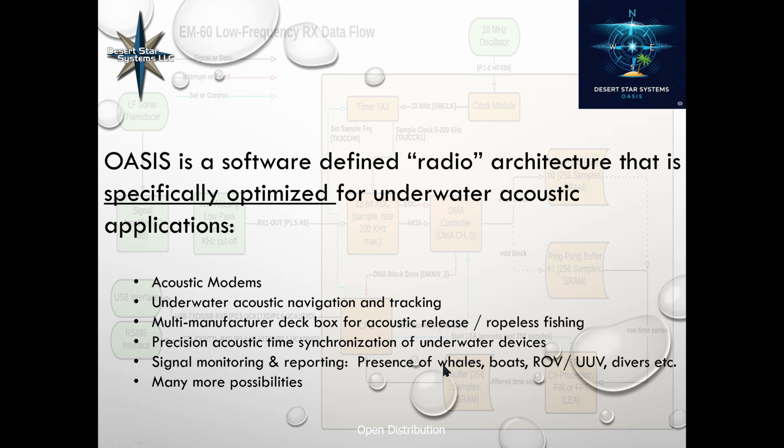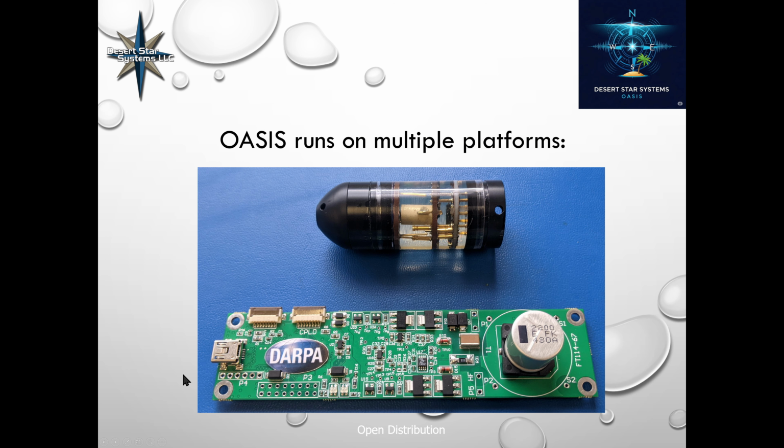Signal monitoring and reporting. There's an active project for detecting the presence of whales, but it could also be boats, ROVs, UUVs, divers, for things like protecting underwater infrastructure like pipelines and underwater cables, for example. And there are many more possibilities.